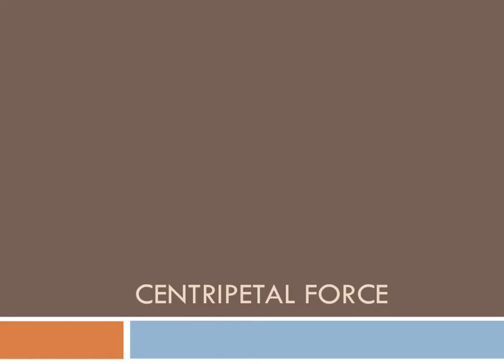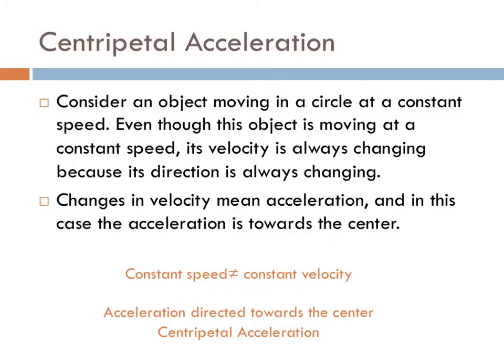This video covers centripetal force. In this section, we're going to look at objects moving in a circle or a semicircle at a constant speed. These are the only situations that we'll be looking at. Now, if you're moving in a circle at a constant speed, your velocity is always changing because direction is always changing. So changes in velocity mean acceleration.